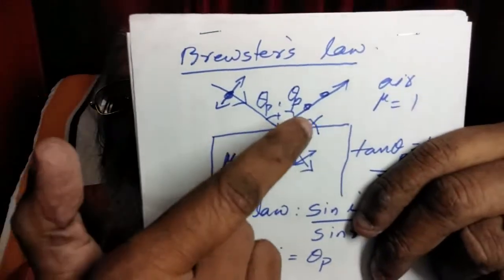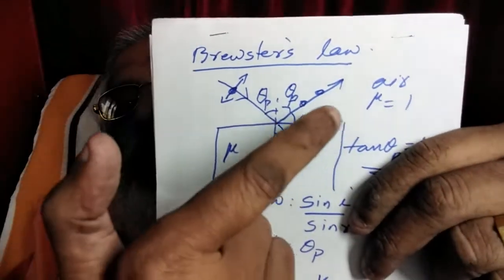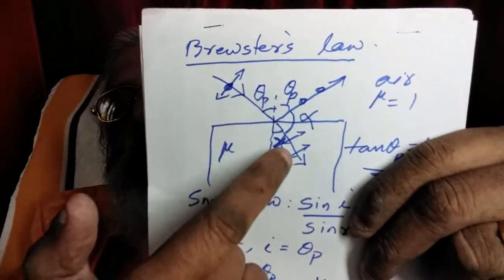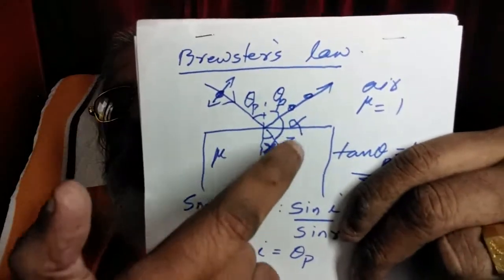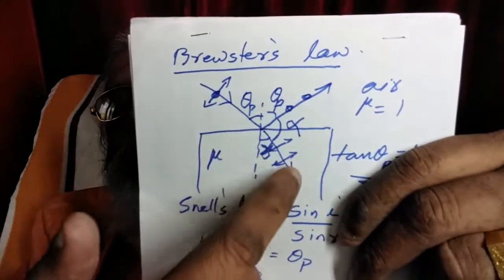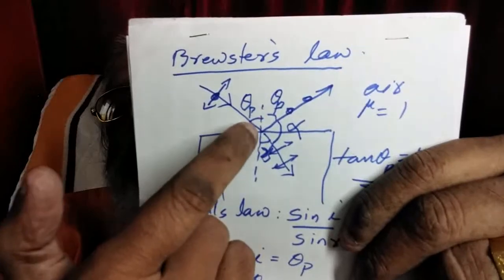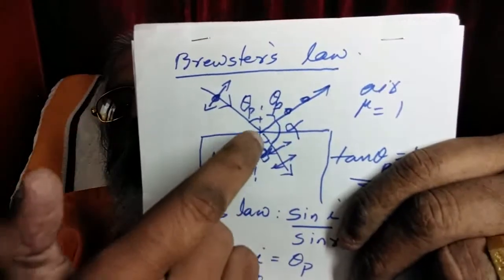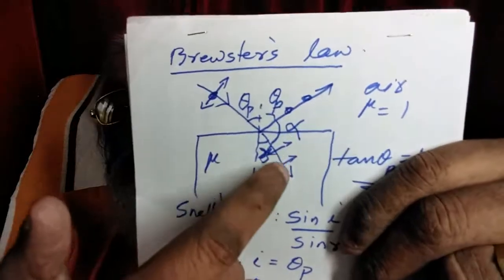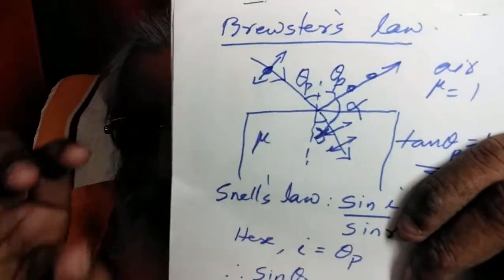That's only a deduction. Now, at Brewster's angle of incidence, the reflected light and refracted light are mutually perpendicular. That's a special case. When light is incident at Brewster's angle or polarizing angle, the reflected light and the transmitted light will be mutually perpendicular. Actually, this is Brewster's law. And tan theta p equals mu is only a deduction of this law. That is derived from this law.